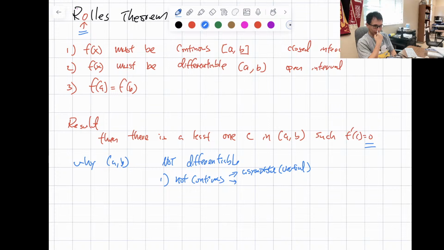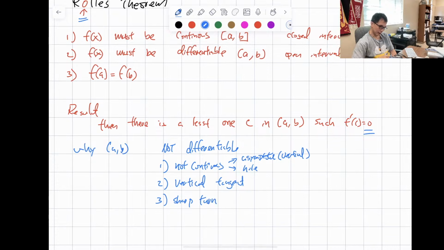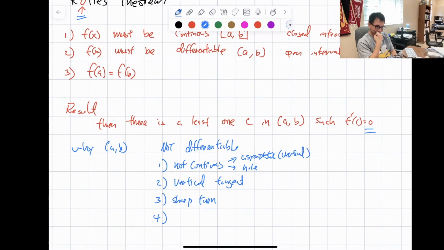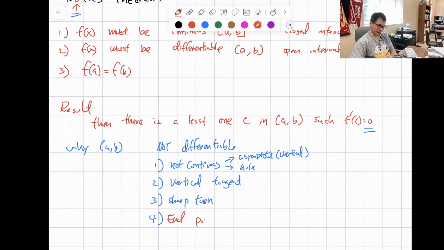What else is not continuous? Maybe a hole, right? Good. There is a vertical tangent as well. That kind of qualifies as a sharp turn, but I'm going to say sharp turn as well. And lastly, which I have not mentioned before, is the endpoint. An endpoint is not differentiable. Therefore, the C cannot be there because of that. There's something I did not mention before.